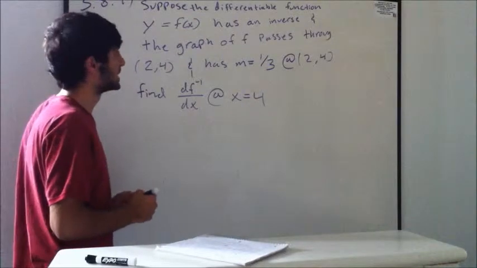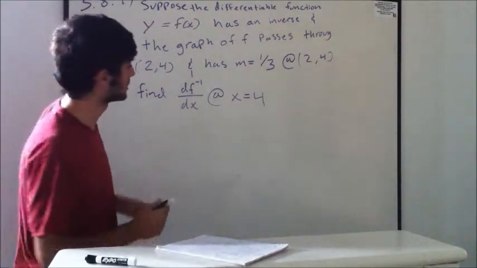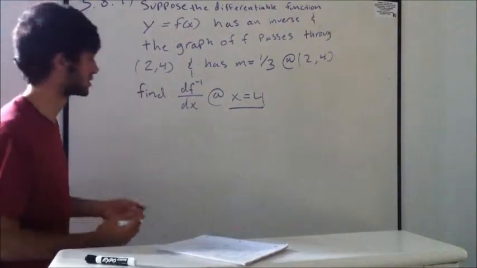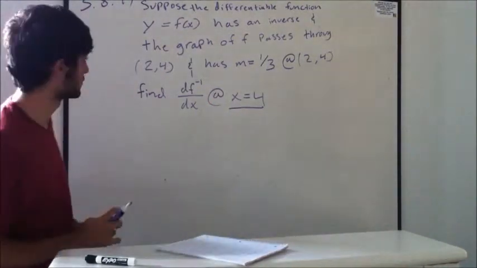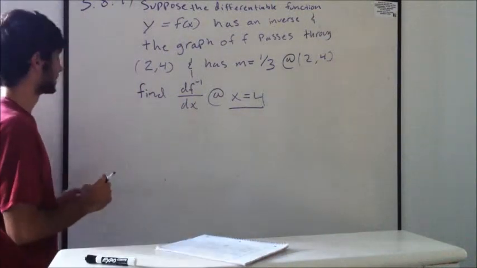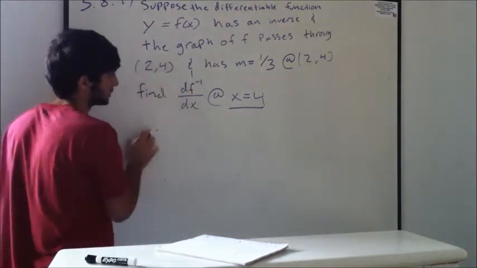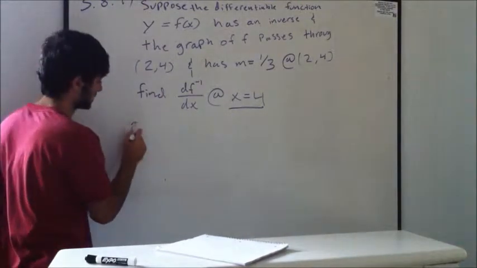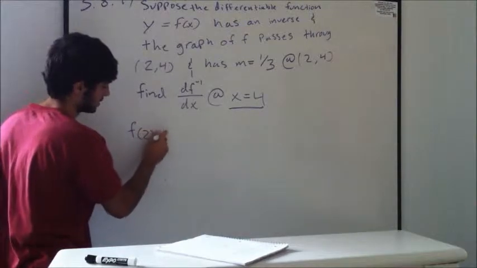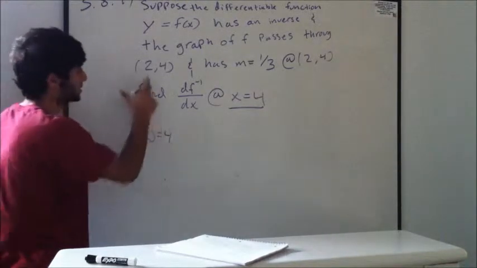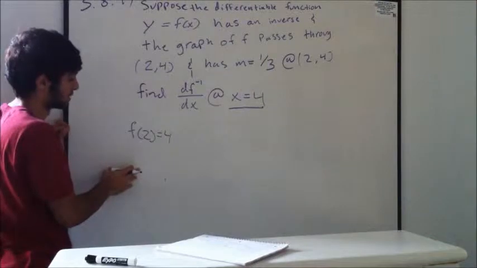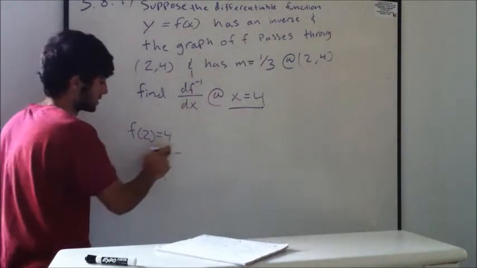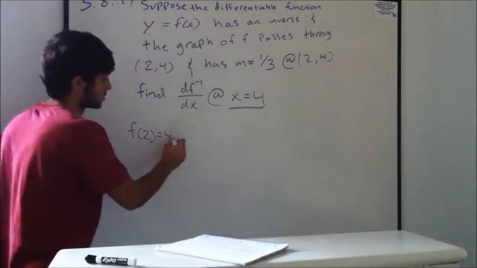So our first check is that the point x equals 4 is in the range of our function. Well, we don't know much about our function except that it goes through this point. Well, what does that mean really? That really just means that f of 2 equals 4, right? So when x equals 2, y equals 4. Well, this automatically tells us that 4 is in the range of our function. So check.